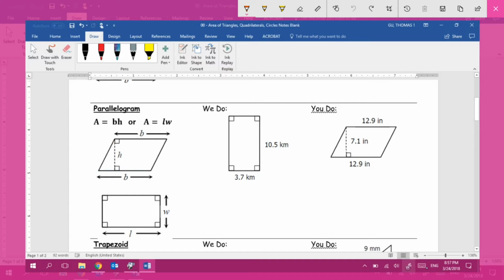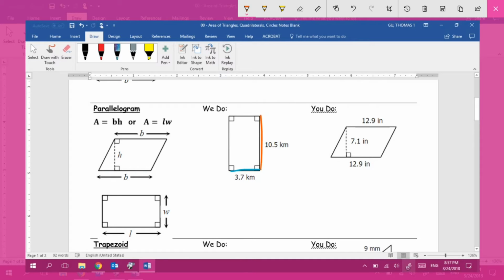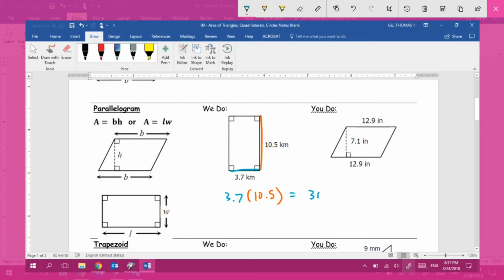The we do. The base right here, 3.7 kilometers. The height, 10.5 kilometers. So I'm going to plug both those numbers in. Base, 3.7 times the height, 10.5. Put that in the calculator. Equals 38.9. And what's my units going to be? It's going to be kilometers. Just kilometers. No, kilometers squared. Kilometers squared. There you go. And you guys try the parallelogram right next to that one that says you do.